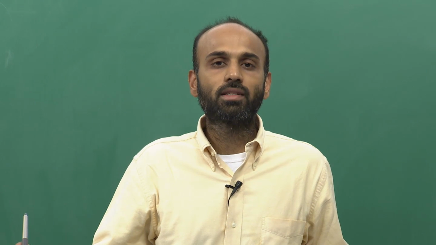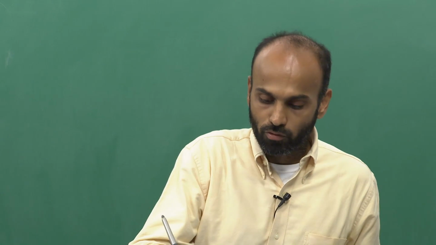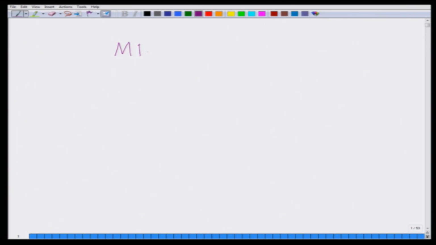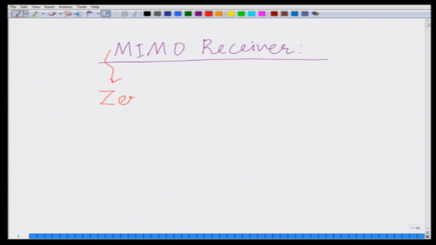So today what we are going to discuss is the receiver in a MIMO wireless system. So we are going to focus on the MIMO receiver, that is what is the signal processing that has to be carried out at the receiver. In particular, we will look at what is known as the zero forcing or ZF receiver.